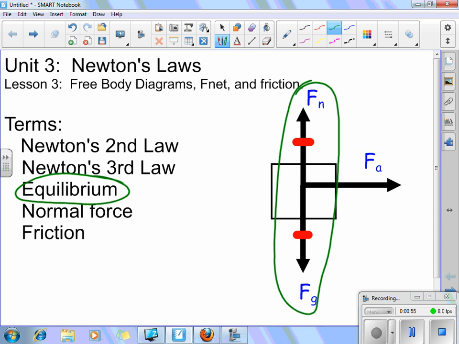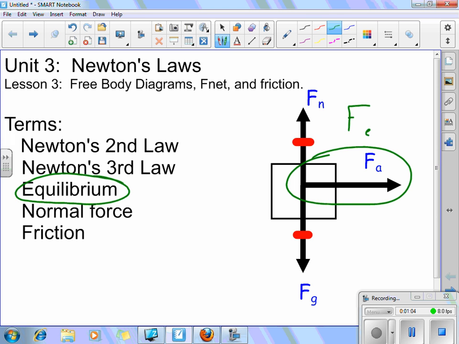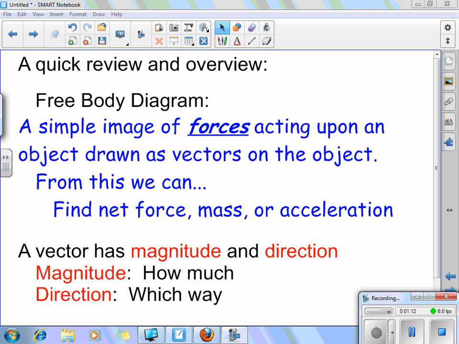In the horizontal direction, we only have one force. And since we only have one force, that means that this force is our net force. And that means that our net force, which as you recall equals ma, can be solved. Alrighty, let us move on. A quick review and overview of what's going to be covered.